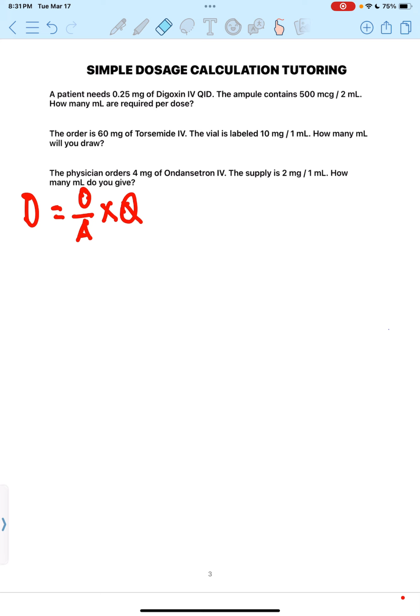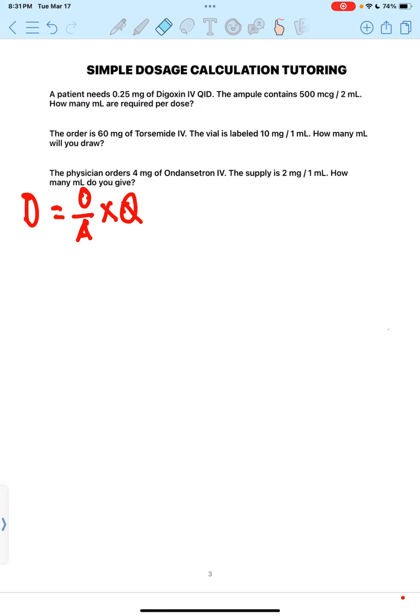So look at that one. This patient needs 0.25 milligram of digoxin, IV 4 times a day. The ampule contains 500 microgram slash 2 milliliter. The question is, how many milliliter are required per dose?